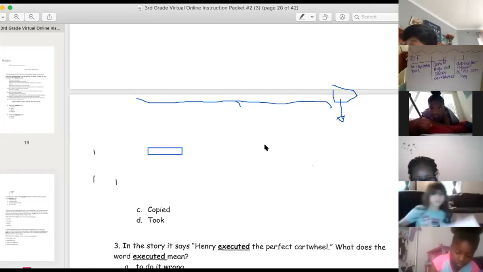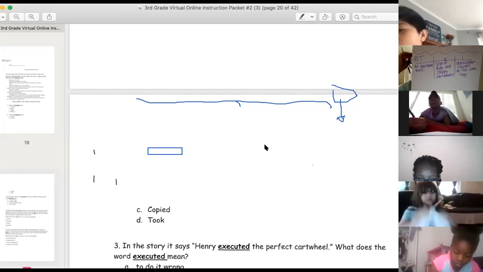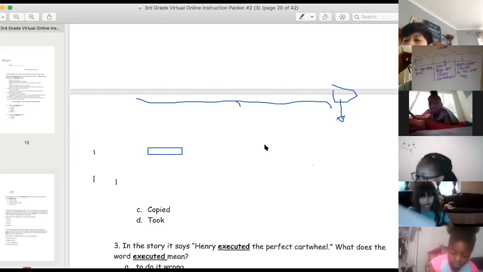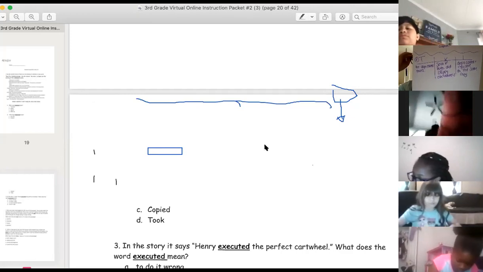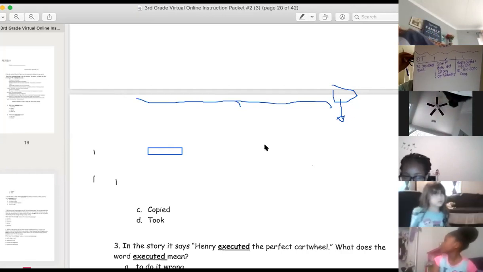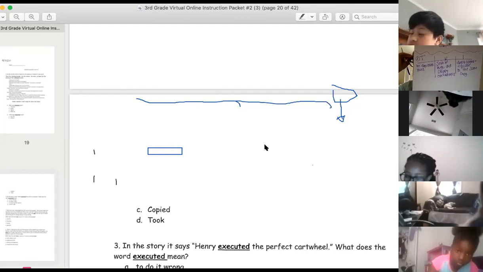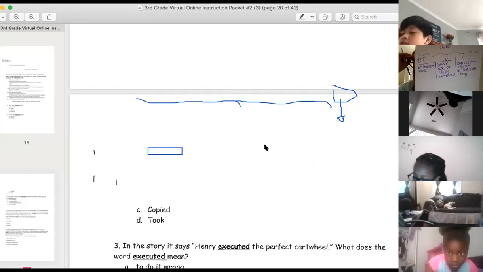All right, go ahead, Serenity. What's your question? My question is, do we exactly have to copy yours, or could we do something else that completes the sentence? As long as you have something that's similar to what we have, then that's fine. It doesn't have to be word for word, but it does have to be very similar.